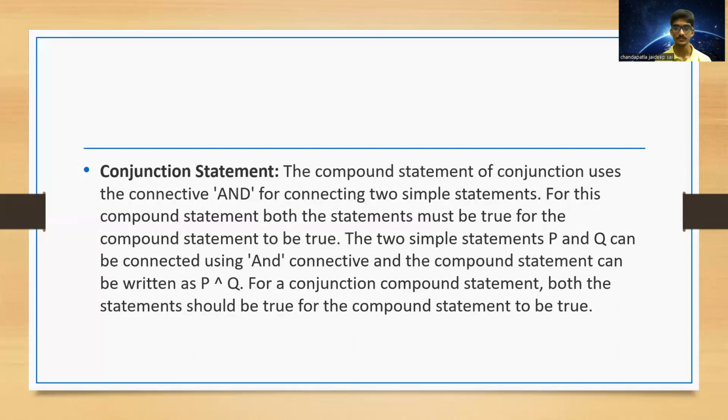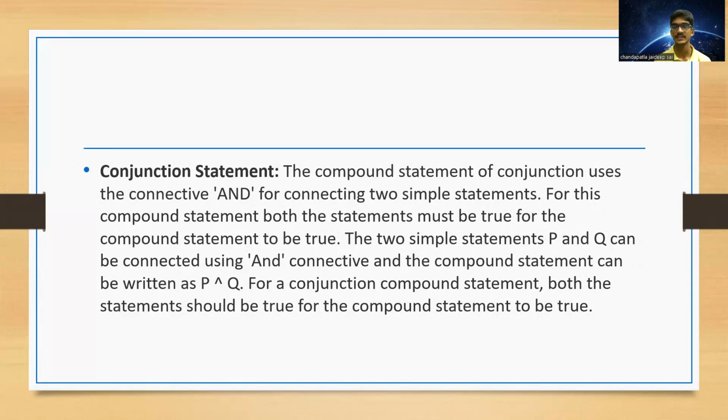Conjunction statement. The compound statement of the conjunction uses the connective and for connecting two simple statements. For this compound statement, both the statements must be true for the compound statement to be true. The two simple statements P and Q can be connected using the AND connective, and the compound statement can be written as P and Q. For a conjunction compound statement, both the statements should be true for the compound statement to be true.